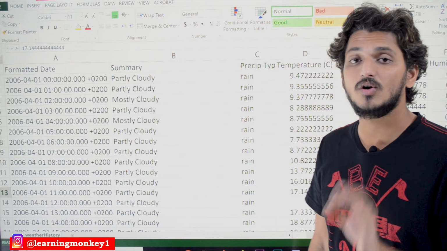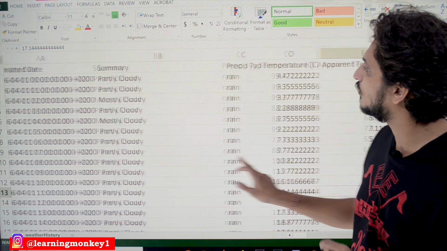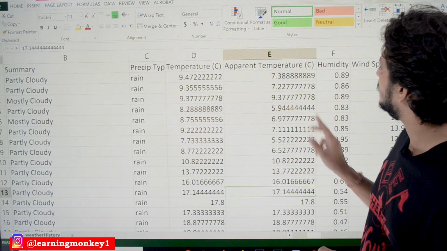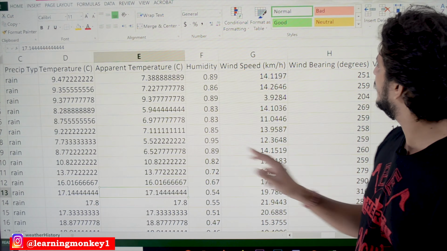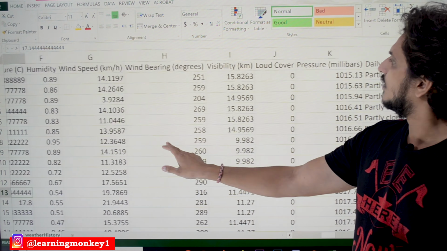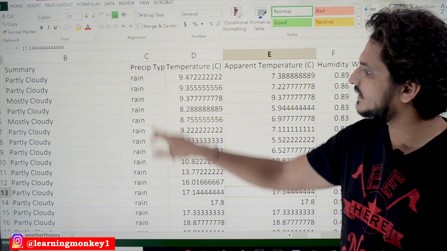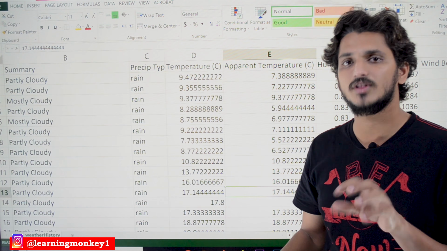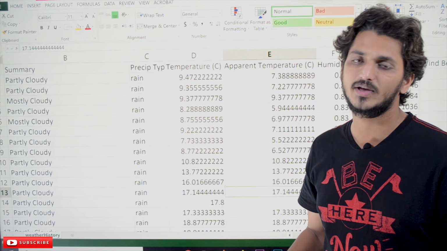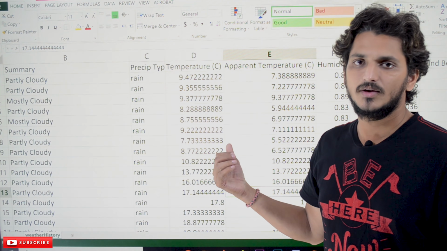Based on the remaining columns, we have to identify. So what are the remaining columns? Temperature, apparent temperature, humidity, wind speed, wind bearing degrees, visibility, and pressure. Based on that, we have to identify the precipitation type. What does that mean? It's rain or snow. That is what we have to identify. This is all about the weather data set.